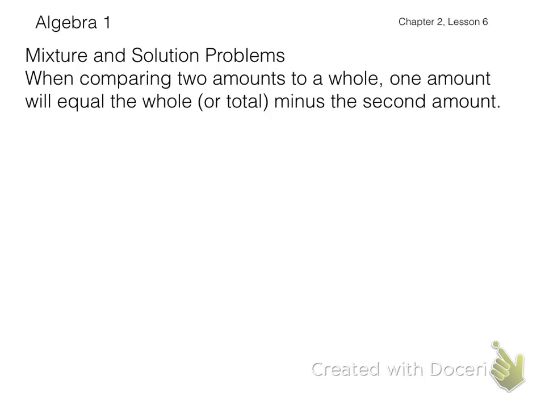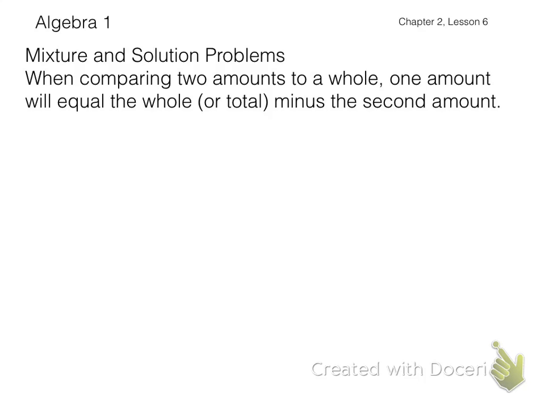The big thing that you do need to know about real quick is kind of a weird concept that sometimes people have trouble wrapping their minds around, so I'm going to spend just a minute talking about it: comparing an amount to a whole to determine a second amount. Basically, when comparing two amounts to a whole, one amount is equal to the whole or total minus the second amount.